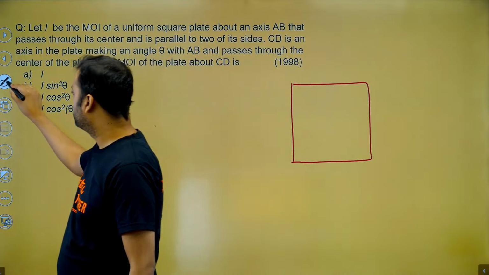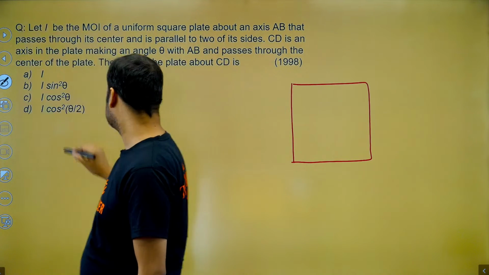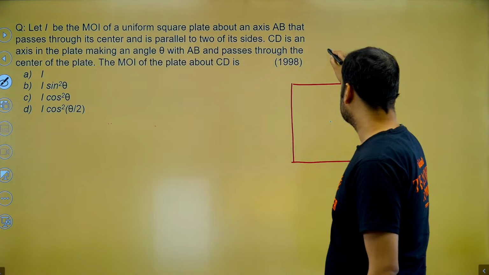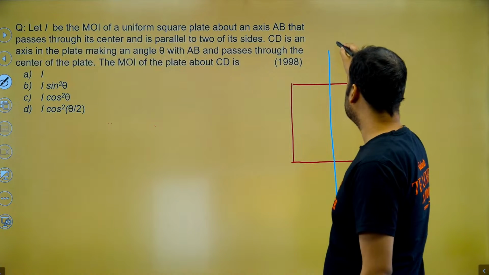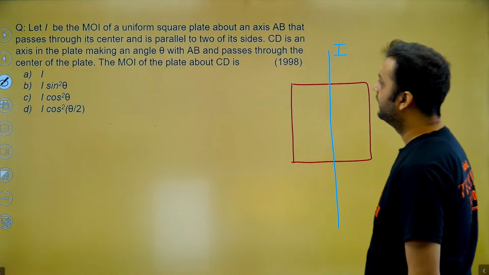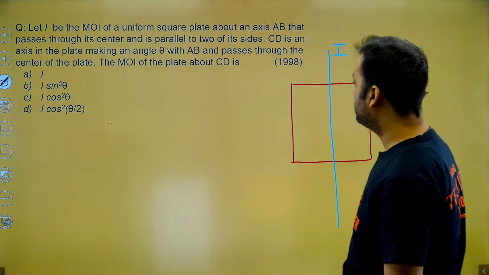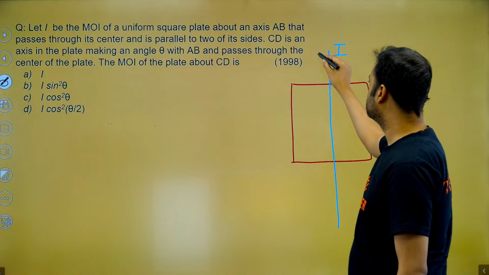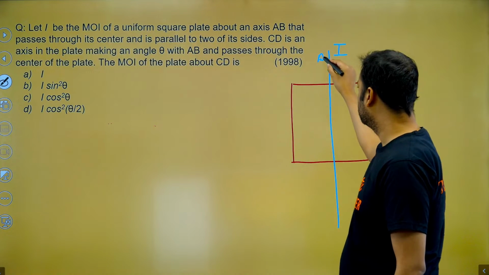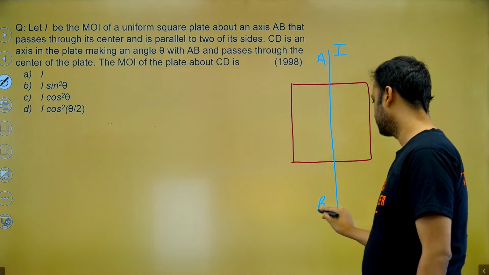Okay, so we have this axis, and I is the moment of inertia about this axis. There is another axis that makes an angle. So this axis is AB. Okay, this is AB.